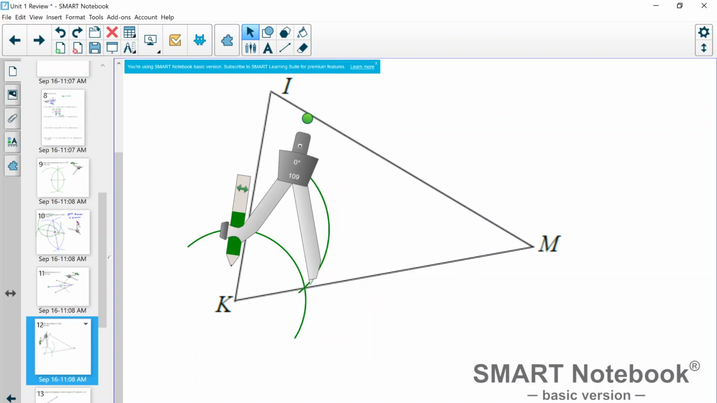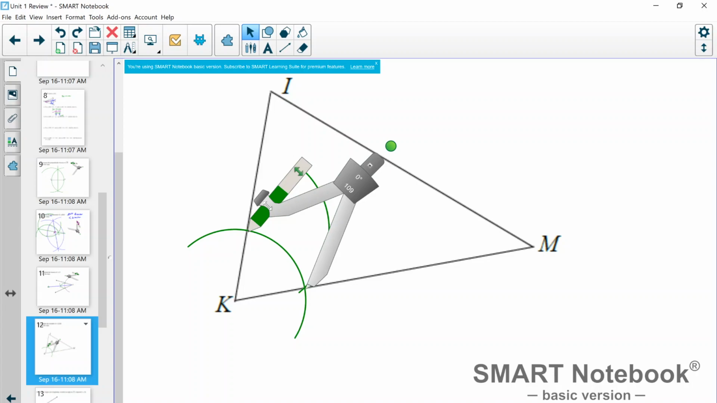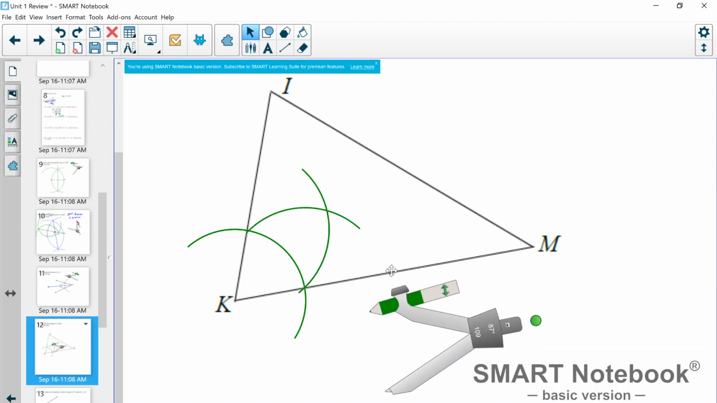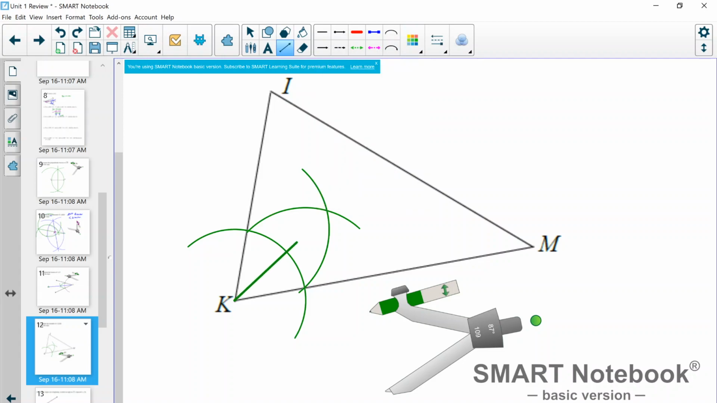And then I'll switch sides. I'll put the bullseye on side KM and open the pencil so it's on side KI. And I'll mark out into the angle. So here we have the intersecting arcs. I can draw a line using my ruler straight through. So there is one of my angle bisectors.